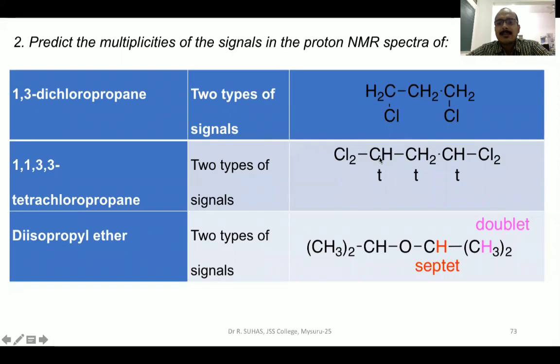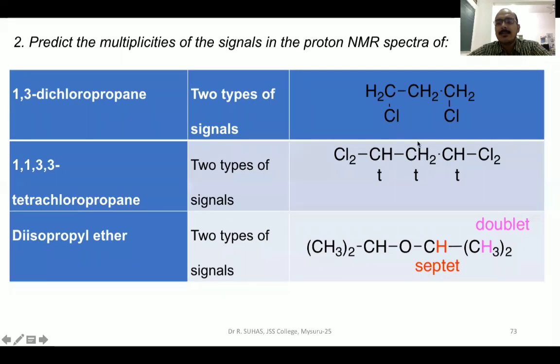Now we will start from this side. This CH2 has got the neighbor CH2. This CH2 has also got the neighbor CH2. So n plus 1, n is 2 here, 2 plus 1 is 3. So both of these will appear as a triplet here.